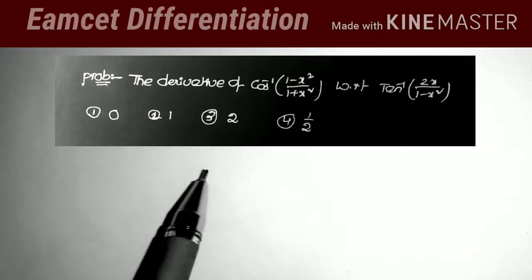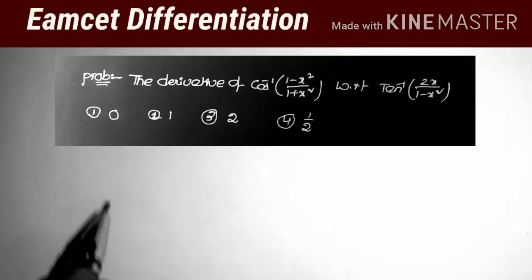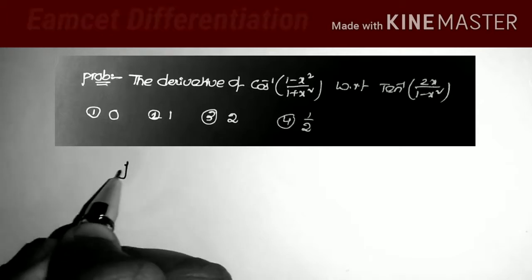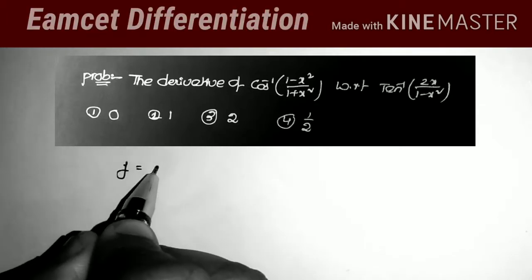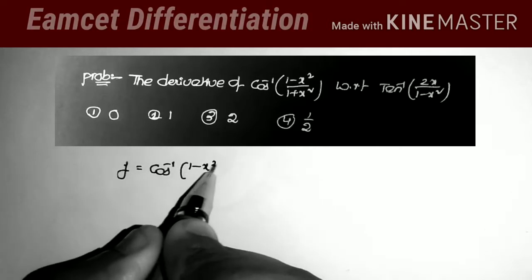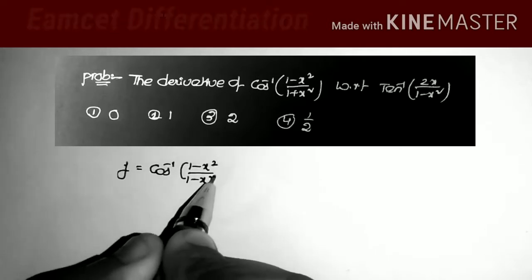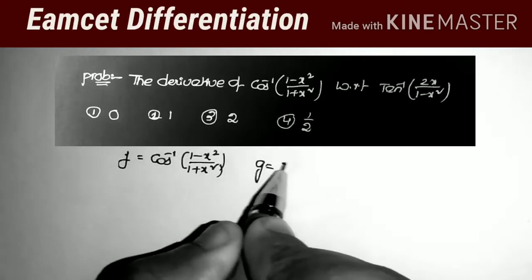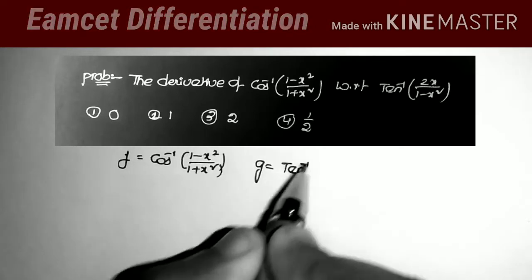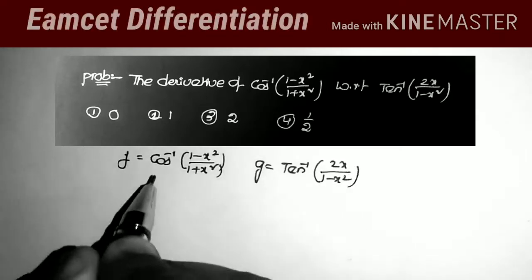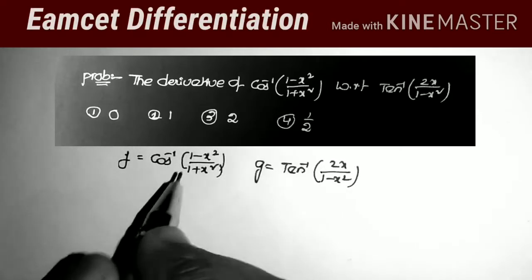Next problem: the derivative of cos inverse of 1 minus x square by 1 plus x square with respect to tan inverse of 2x by 1 minus x square. Here also, first I take the first function cos inverse of 1 minus x square by 1 plus x square equal to f, and the second function equal to g, that is tan inverse of 2x by 1 minus x square. Before finding the derivatives, first we simplify the given functions.